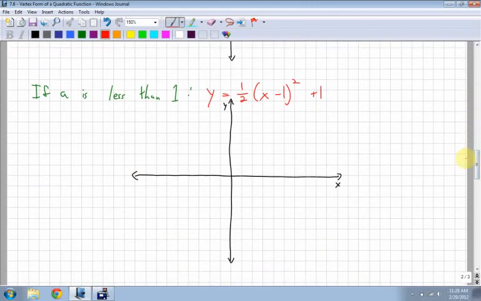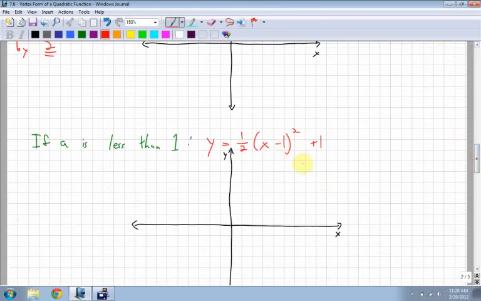Alright, what if the value of a is less than 1? I still have the same vertex, 1, comma 1. This time, let's think about that. If I have y equals 1/2 x squared, like our normal parabola, then what happens? Instead of going over 1 up 1, this time I'm going over 1 up a half of that. So over 1 up a half. Back 1 up a half. Usually I go over 2 up 4, but this time I'm going over 2 up a half of 4. So over 2 up 2, and back 2 up 2. Symmetrical.